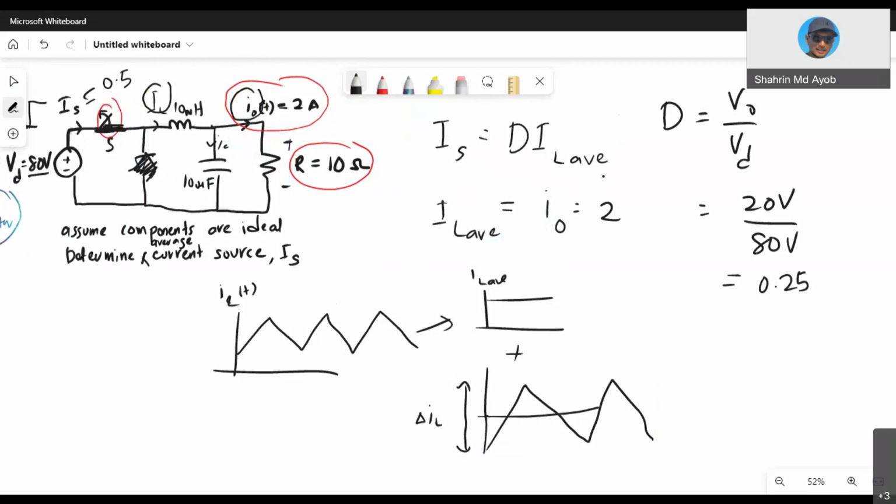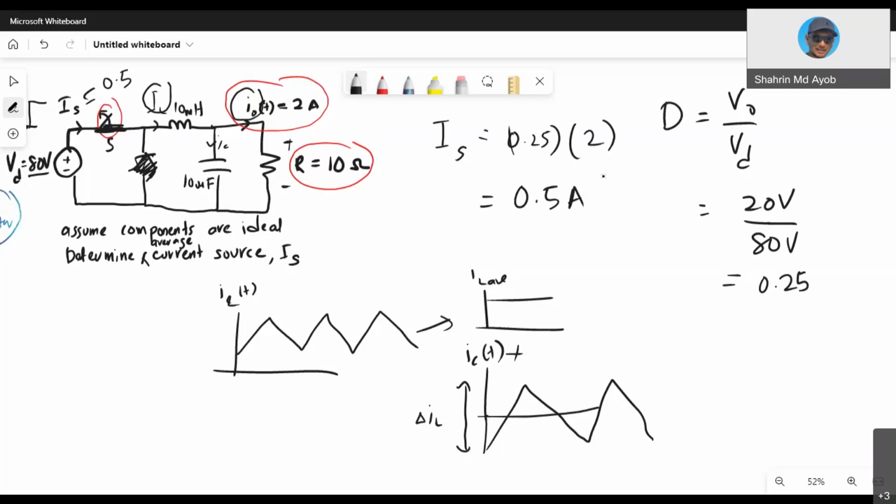So if you substitute D and IL average, your D is 0.25 and your IL average is 2 amperes. You should get the same answer, 0.5 amperes. Okay? So this one is IL average and this one is your I capacitor. Okay, clear? For buck converters.